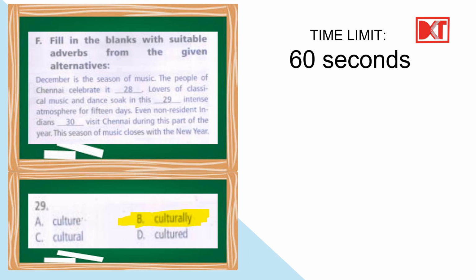The rest of these you see, A, culture, this is a noun. C, cultural, this is an adjective. D, cultured, this can also be said to be an adjective, like XYZ is a cultured person, so it becomes an adjective again.